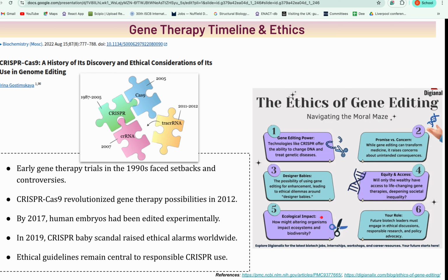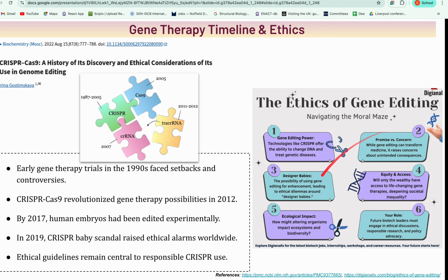Then what is the ecological impact? How might altering organisms impact ecosystems and diversity? In this case, for example, if we are editing some genes, there are possibilities that it might influence the ecology, the nature, and the other organisms.